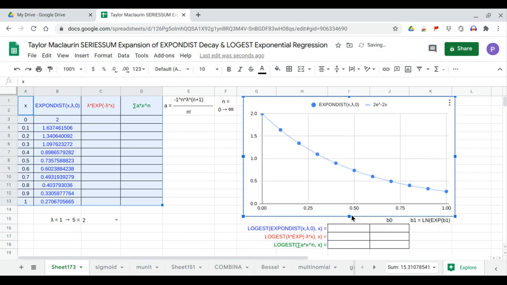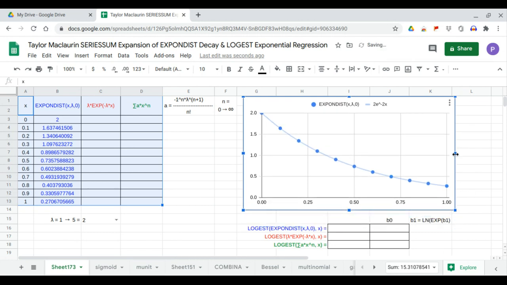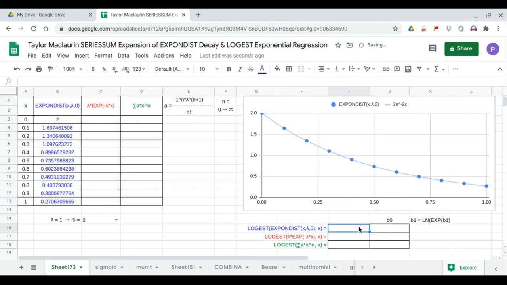We will also regress it using LOGEST. So this is equal to LOGEST data y and data x. So we have 2, that's our b0, and our b1 will be ln of this value. That's negative 2. So this is our b1, negative 2.